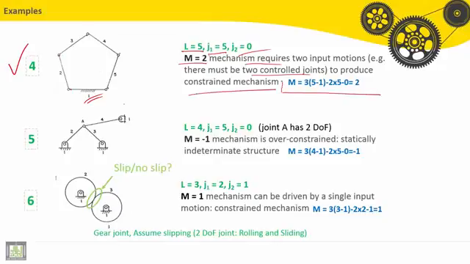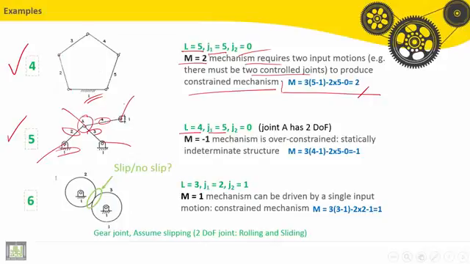To check, M is equal 3 into (L minus 1) minus 2J1 minus J2. So it is equal to. Number 5, we have 4 links include the ground. First one, second, third, and fourth. Lower pairs, 5: rotation here, rotation here, rotation here, 3, rotation here, 4.